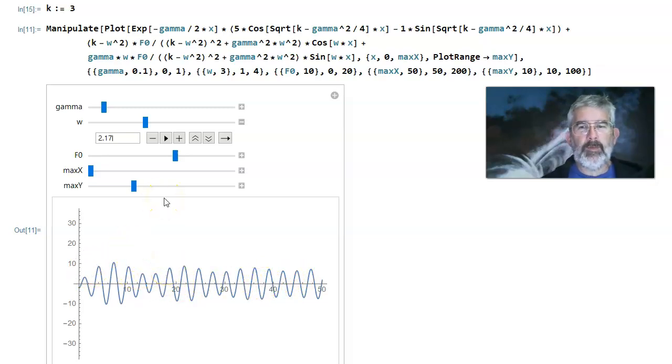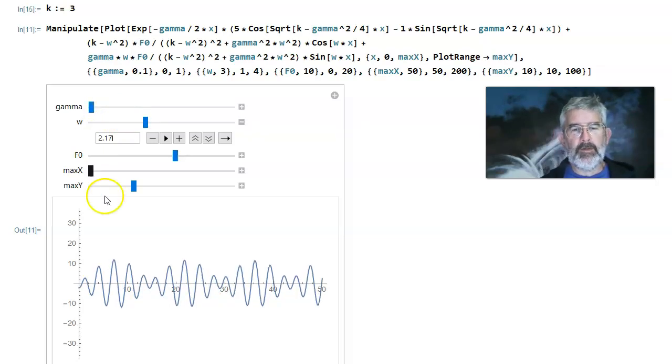So the beats are not as big a deal when you have damping because you're not really adding the two cosine curves together, because one of the curves just goes away and you're just seeing the other one. But when the damping is small, you will see the beats, at least to begin with. Okay.